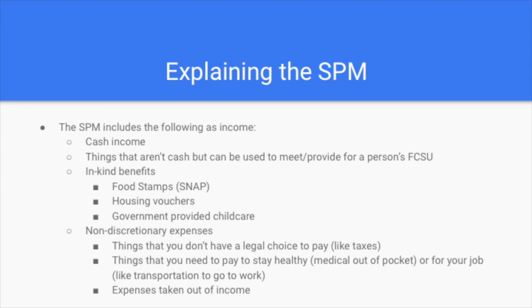Non-discretionary expenses are also included as income. These are things that you don't have a legal choice to pay, like taxes. This also includes things that you need to pay to stay healthy, like medical out of pocket, or for your job, like transportation to go to work. It also includes expenses taken out of income.